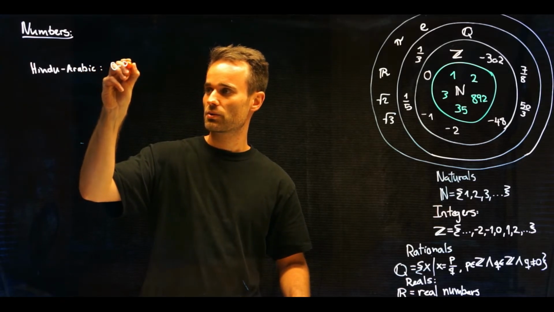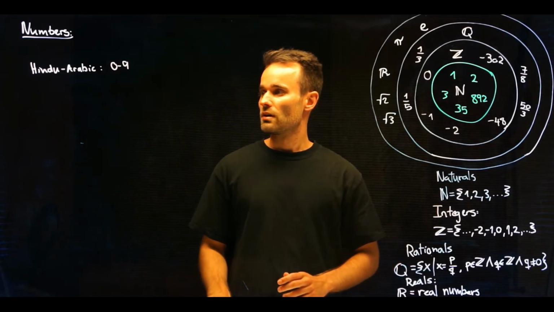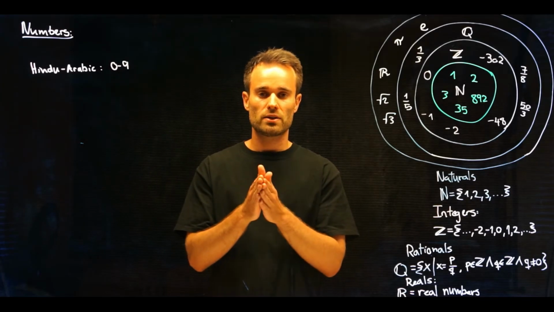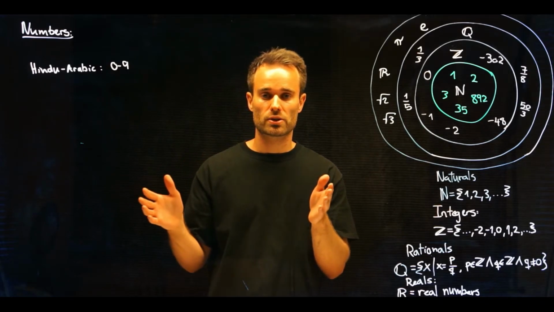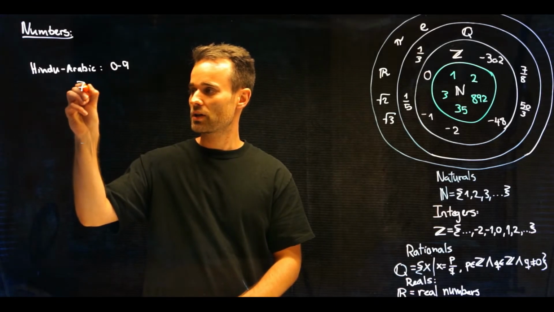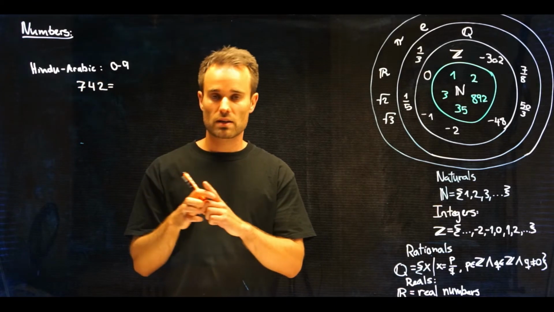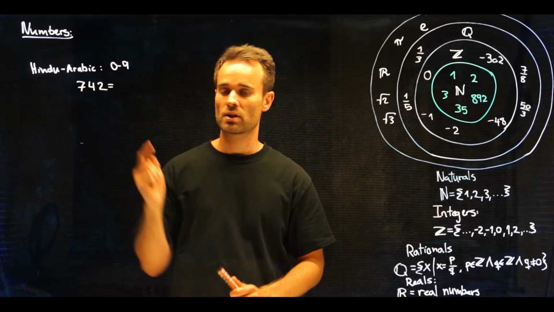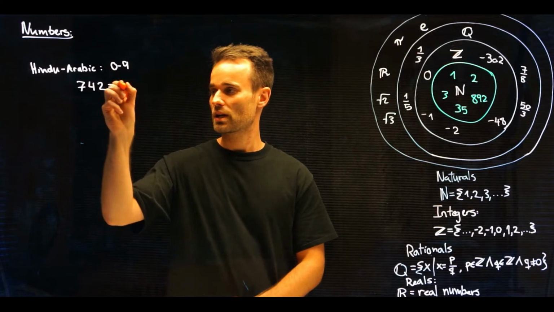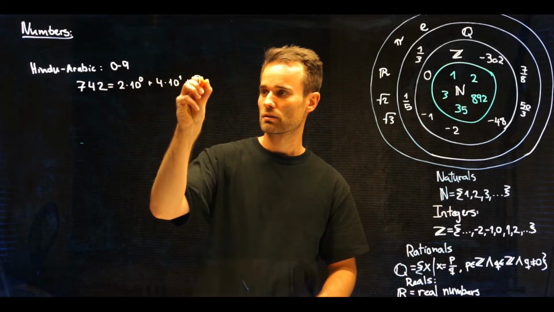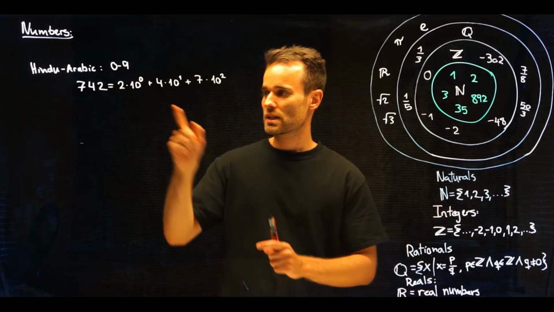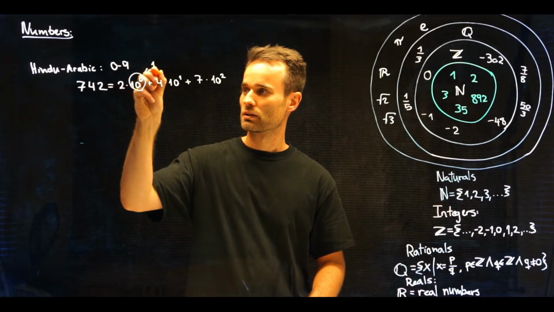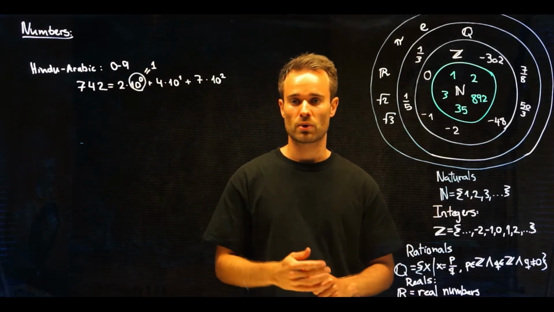Which are the numbers 0 through 9. It's a positional system where we reuse the symbols and assign them different values according to their position in a sequence of numbers. So if we take, for example, the number 742, and if we read this from the right to left, then we have 2 ones, 4 tens, and 7 hundreds. We could write this in this way. This number, 10 raised to the power of 0, is actually just equal to 1. Any number raised to the power of 0 is equal to 1.